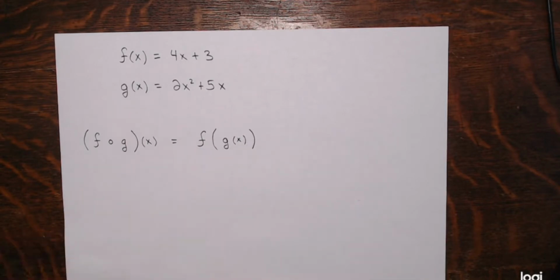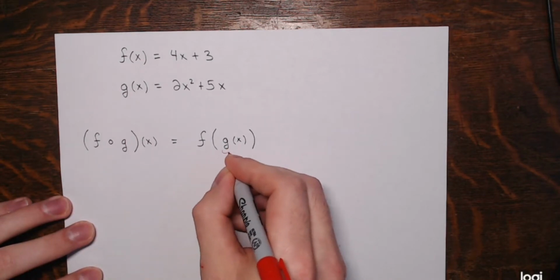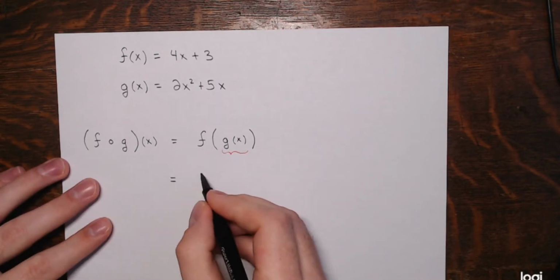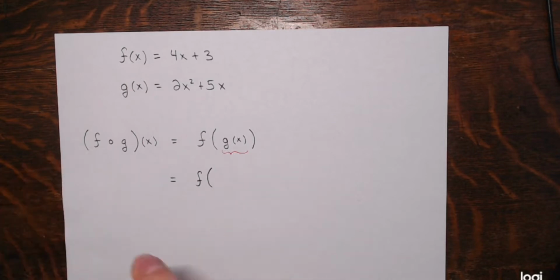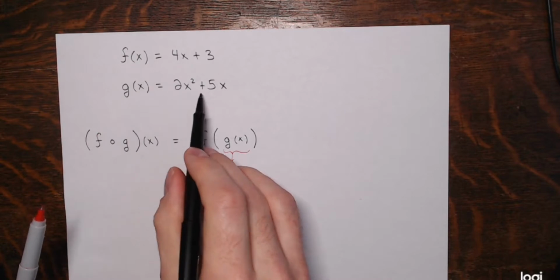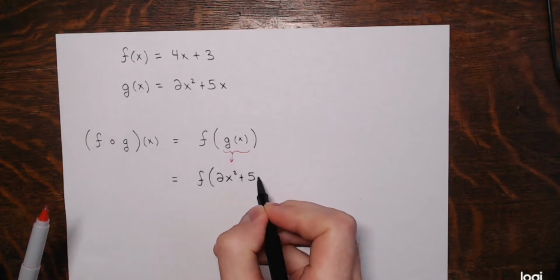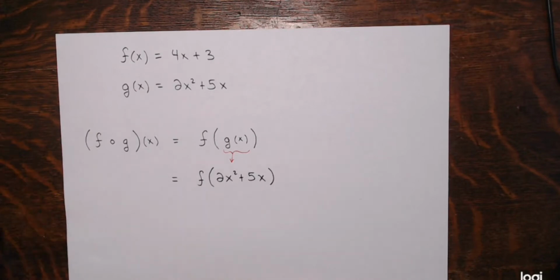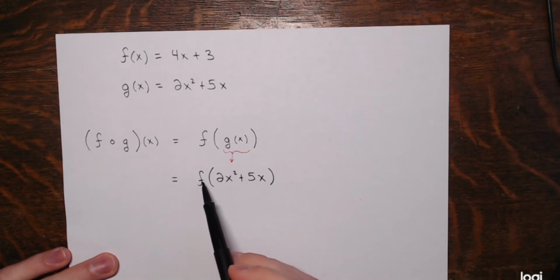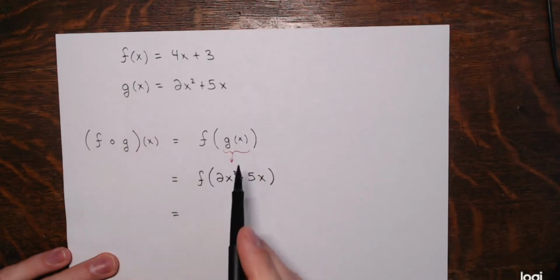All right, so first x goes into g this time. Right? So this happens first. You kind of work from the inside out here. So we have f of, and then what is g of x? G of x is this 2x squared plus 5x. Right, and then I take g of x and put it into f. So I just go through the rule for f and replace all the inputs with 2x squared plus 5x.